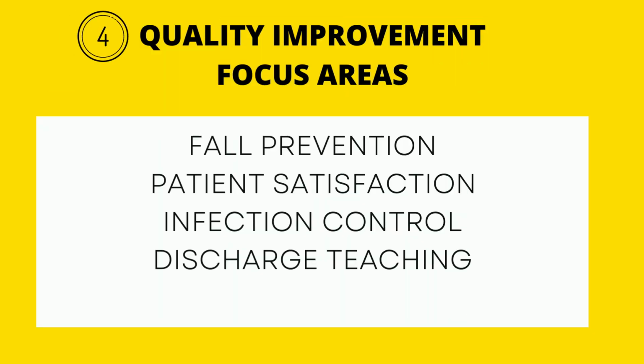Don't know where to start? No worries. I got you. So, here are four focus areas that you can use to do a quality improvement project. And this is from my personal experience and what I have observed in the acute care setting. So, fall prevention. Well, falls are the number one reason for patient injuries in the hospital. And then patient satisfaction. Well, hospitals are now reimbursed based on those patient satisfaction scores.